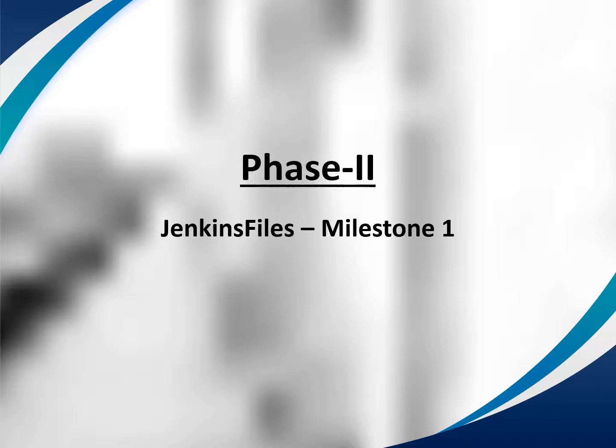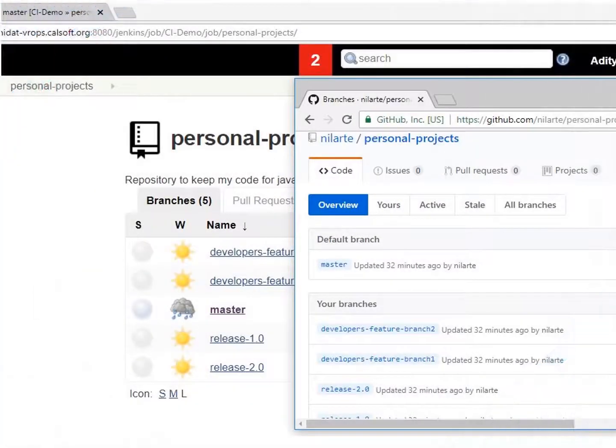Let me explain. It's something like this. So if you see over here, this is my open source GitHub repository, which has a number of branches. If you see over here on the right-hand side, it says developers feature branch 2, developers feature branch 1, and quite a few branches, right?